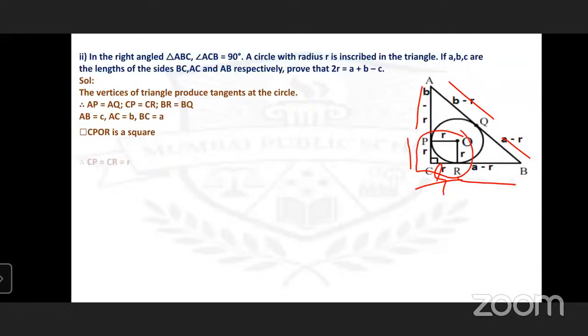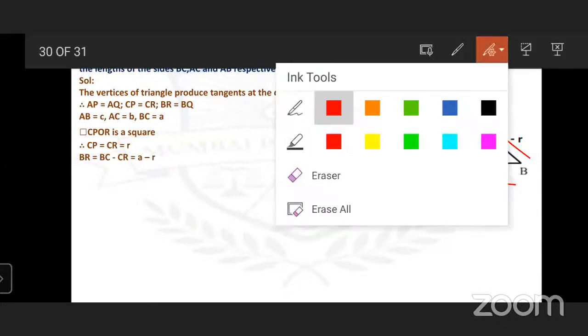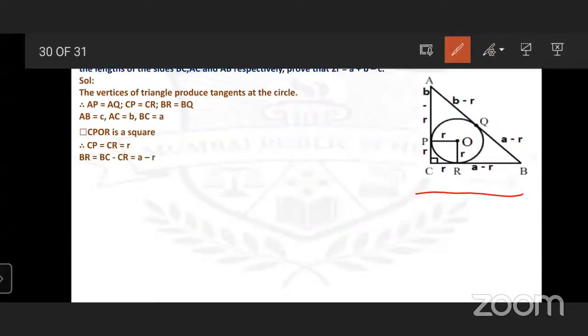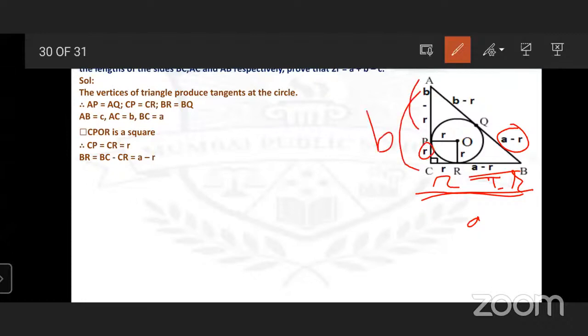So it is a square. Square means all sides are equal to R: CP, CR, OR, and OP. So that is equal to R. So if this distance is R, and this all is equal to a, so this distance becomes a minus R, right? And if this is a minus R, so this is congruent to this, so this is also equal to a minus R. If this distance is R and total is b, so here we write b minus R. So this distance is b minus R, and this is equal to this, so this is also equal to b minus R.